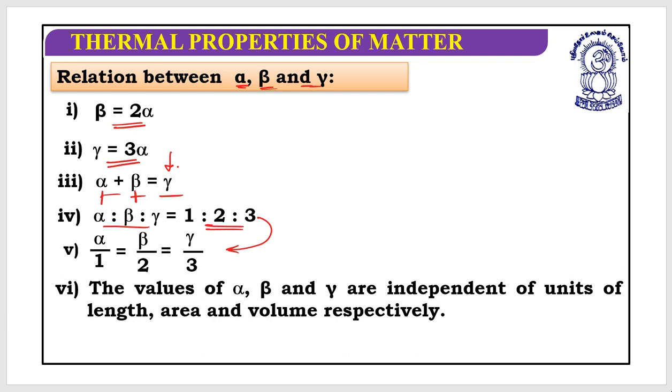This makes things much easier when I need to compare two different quantities. And the values of alpha, beta and gamma are independent of the units of length, area and volume respectively. I hope this is clear. Is it clear? So these are the basics of the linear, areal and volume expansion.